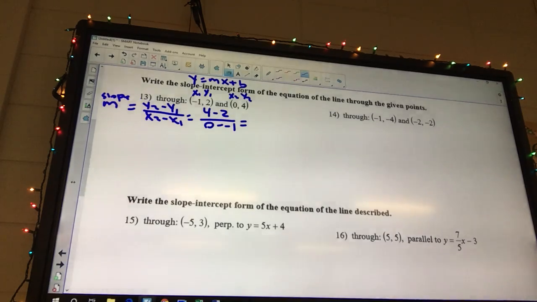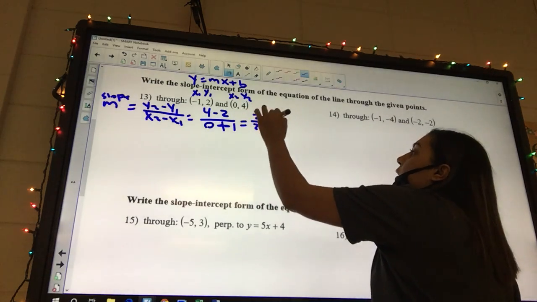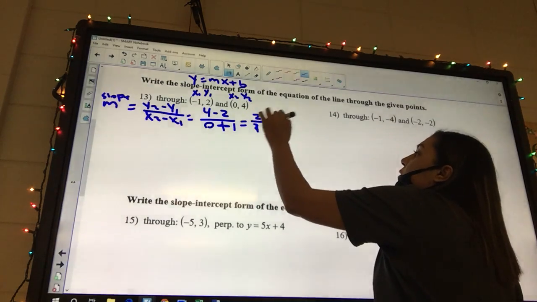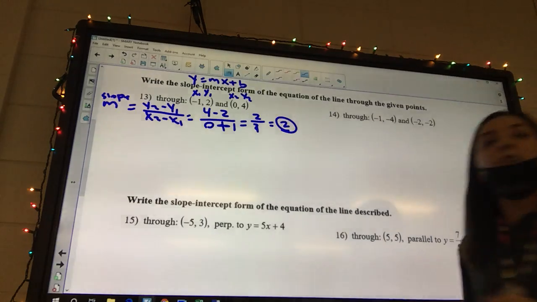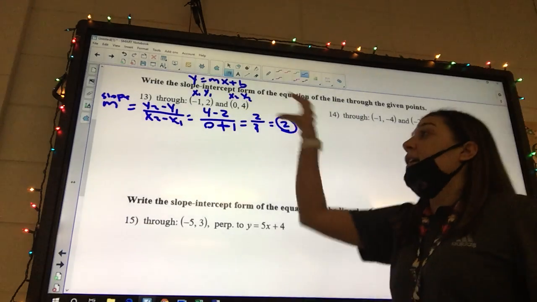What's a minus minus? Plus? So it just be 2. Yeah, so it's going to be 2 over 1, which is just 2. What is 2? What did we find? It was the slope. Okay, so now I have some points and I have a slope.